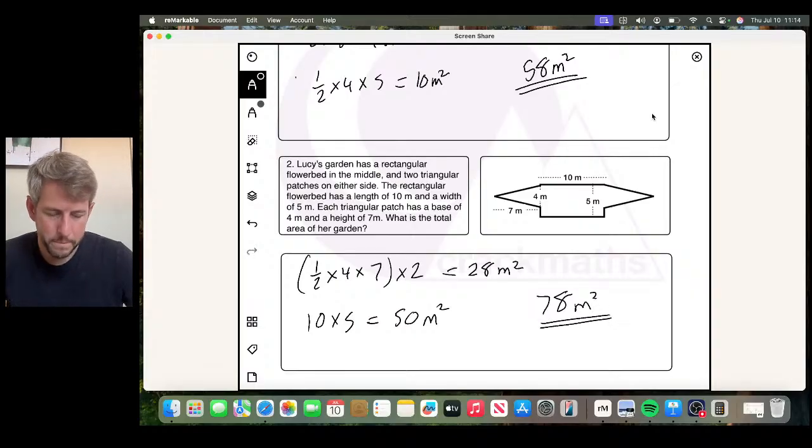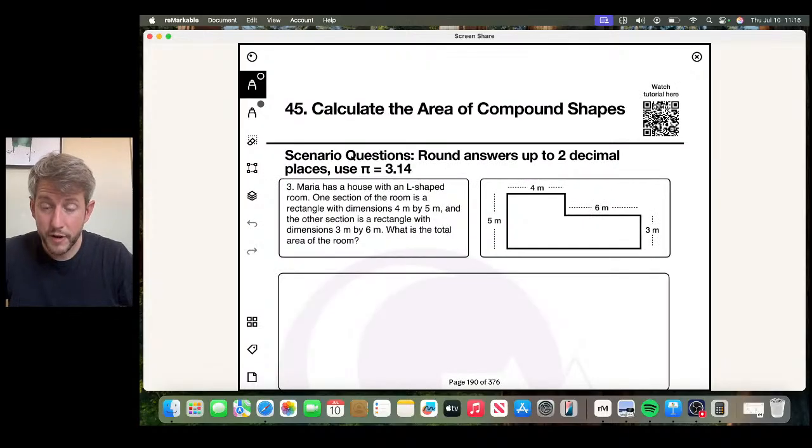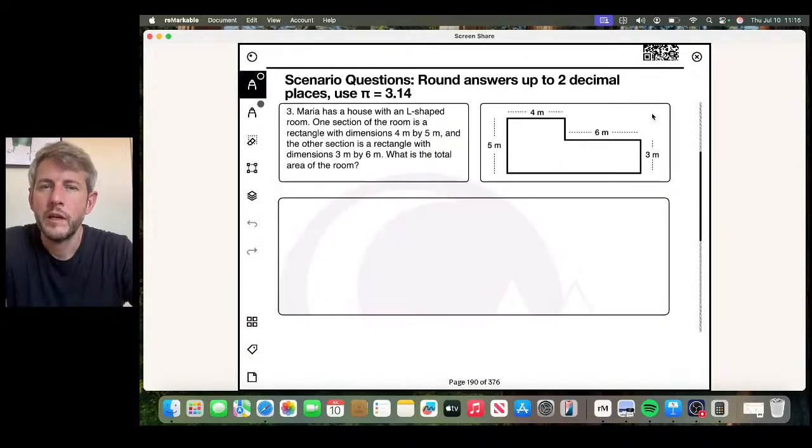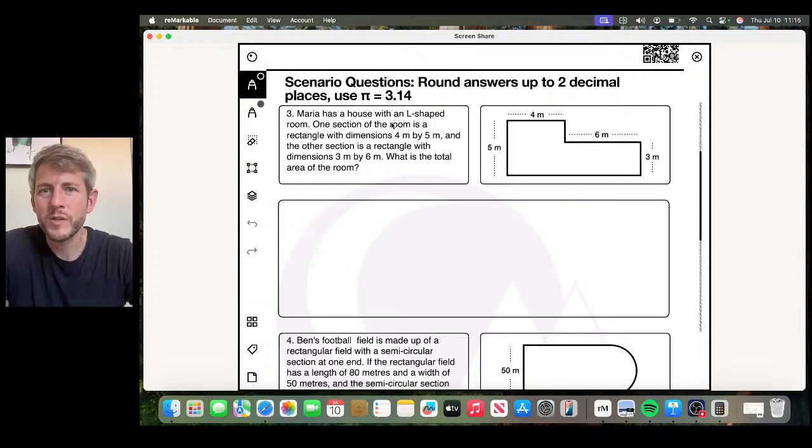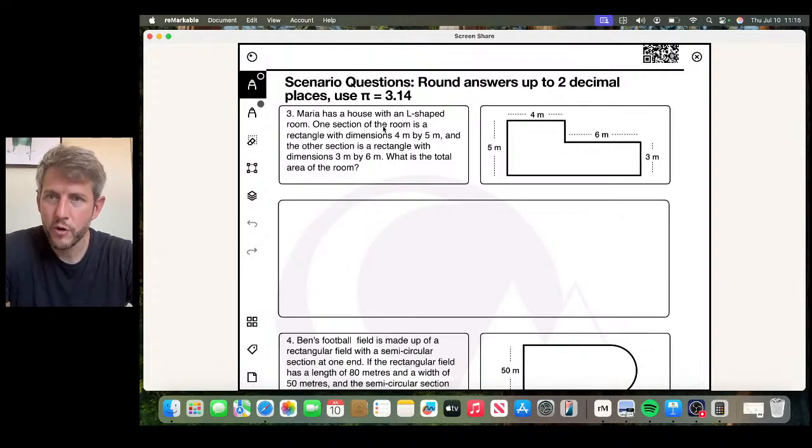Right, next one. Question 3. Maria has a house with an L-shaped room. On one section of the room is a rectangle with dimensions 4 metres by 5 metres. Okay, and the other section is a rectangle with dimensions 3 metres by 6 metres. What is the total area of the room?